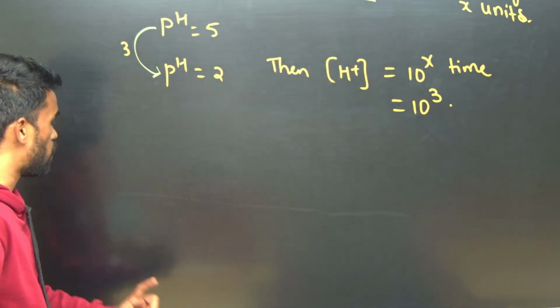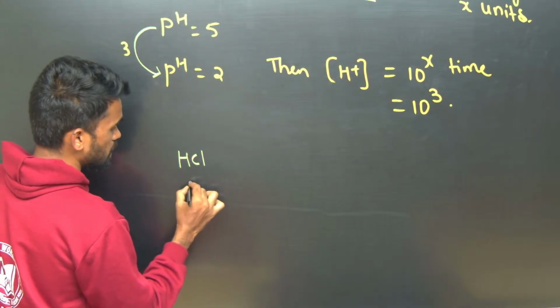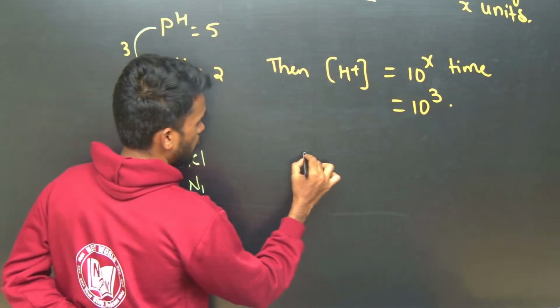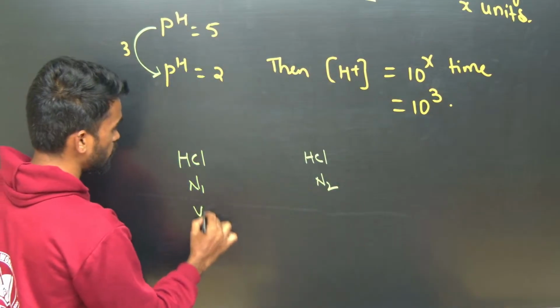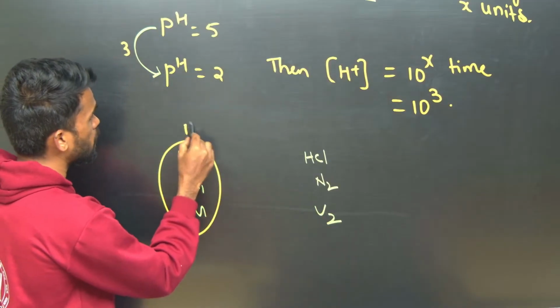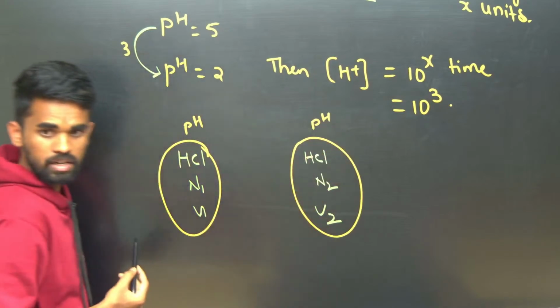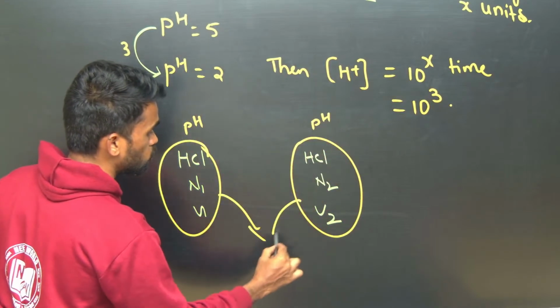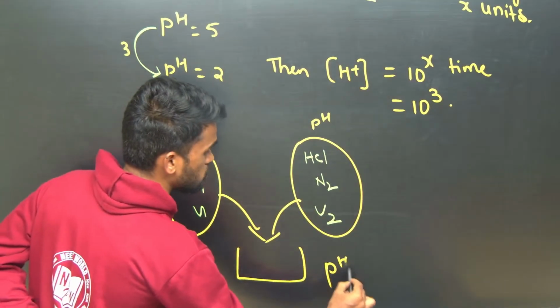For example, one more question I will give you, one more model question here. When I have HCl of concentration N1 with volume V1, and HCl with concentration N2 and volume V2, each solution has its own individual pH. So when we mix these two, we get a resultant solution. So what is the pH of this resultant solution?